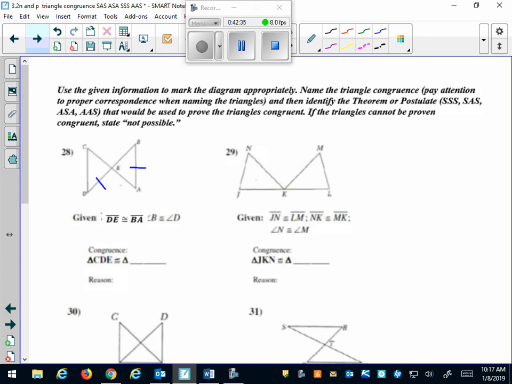It might not look like what you thought would be marked congruent, but you have to follow what they gave you. And then angle B is congruent to angle D. Angle B congruent to angle D. Now, what else could we mark in this diagram?